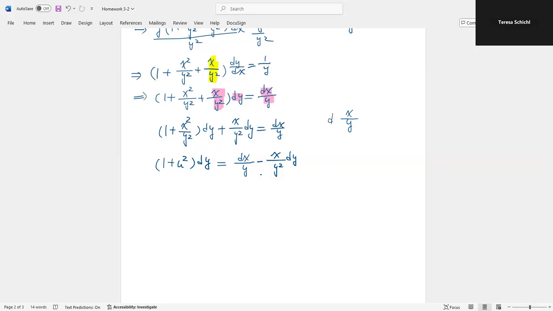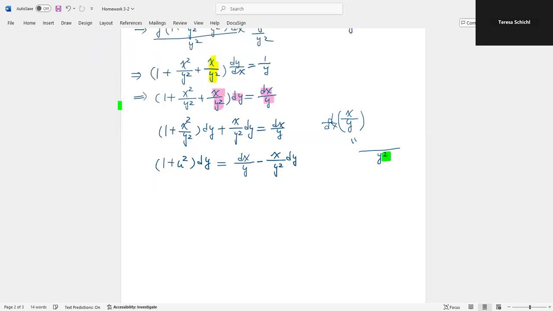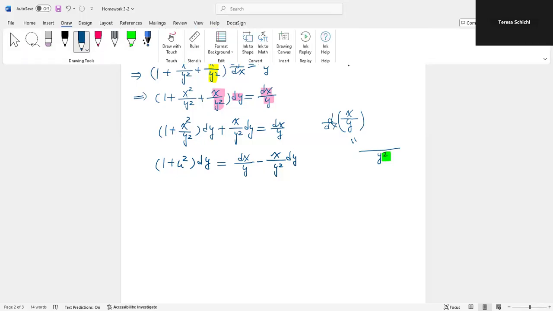So you try to take the derivative of x over y. So what is it? You use the quotient rule, so it's y squared. That's why I see this, because of this y squared on the bottom here. So I thought, well, maybe I can use the quotient rule here, right? So y squared on the bottom, then the x is on top.